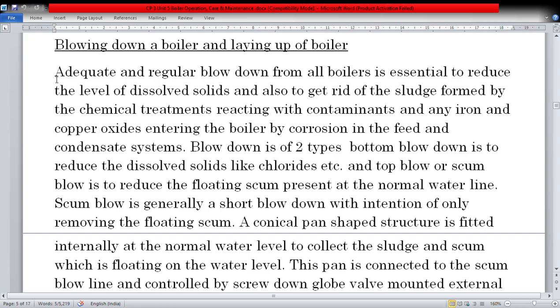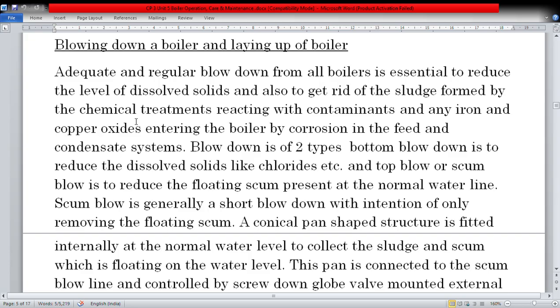So that is why boiler blowdown is important. The chemical treatments react with contaminants and any iron and copper oxide entering the boiler by corrosion in the feed and condensate system, and we want to get rid of all these things. That is why we are doing regular blowdown.